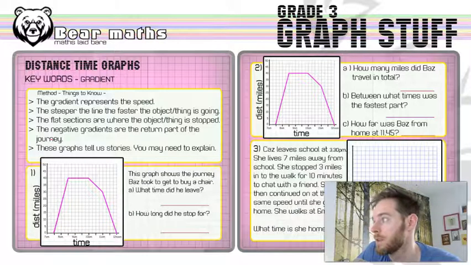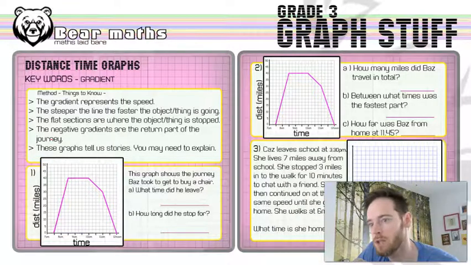The method states that the gradient represents the speed, and it does. That's what the gradient is representing in these questions. It's the rate of change, right? You might have heard that term in science specifically, as well as maths, obviously.